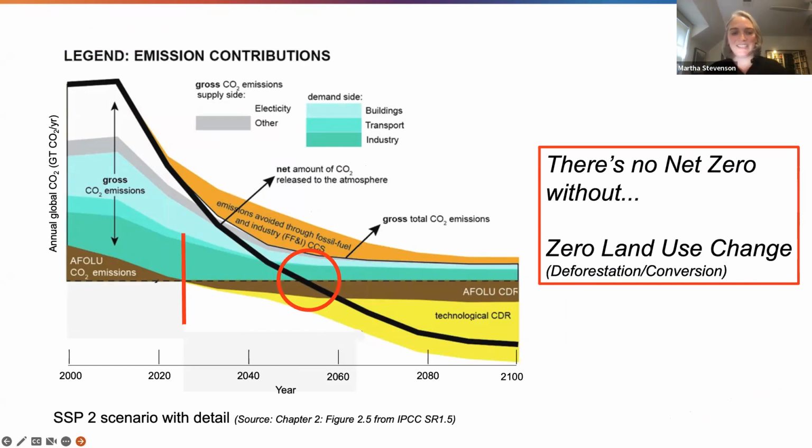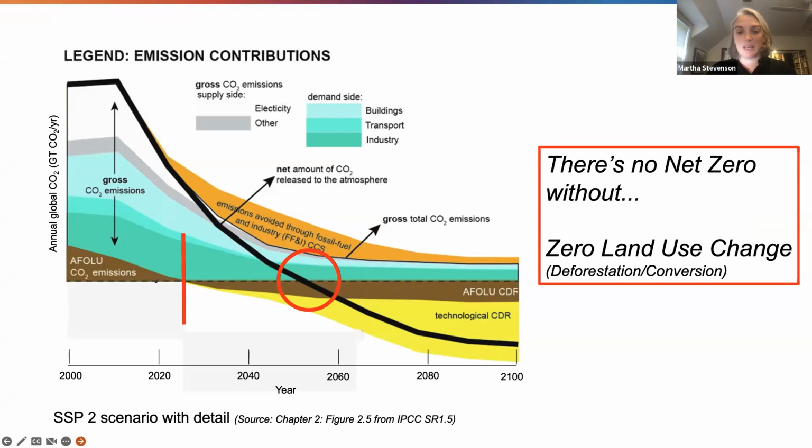Next slide. So I want to dig in a little bit to the science. I'll walk you through the slide. This is a graph from the IPCC's special report on 1.5. And the big black line that you see here is net CO2 emissions for the world, for the globe. And this is one of the sets of pathways that we call SSP2, or middle of the road pathways, on our pursuit of 1.5.